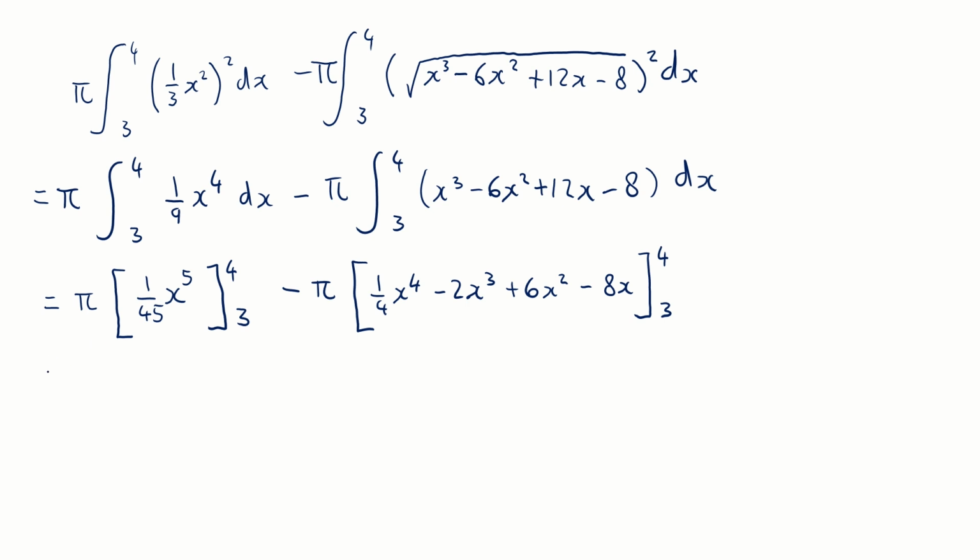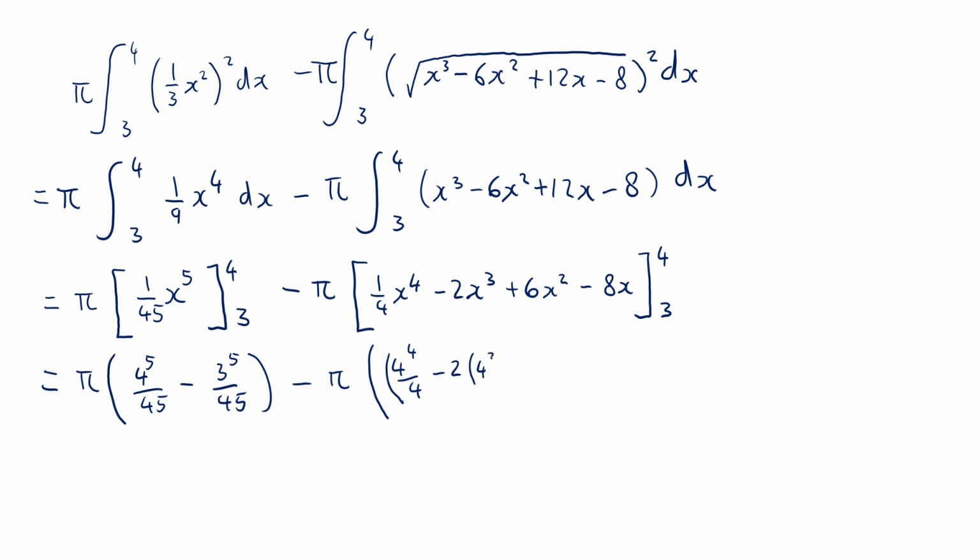So now dealing with the limits, we're going to have pi lots of, of course, 4 to the power of 5 over 45, take away 3 to the power of 5 over 45. We're then going to have taking away pi lots of 4 and 3 plugged into all this, which is a bit tedious to write out, but it's a good idea to do because of the way method marks work. They often give you a method mark for showing you understand how to plug limits in. So if you make a mistake with the number crunching when you come to plug into the calculator, you've at least shown, look, I know what I'm doing.